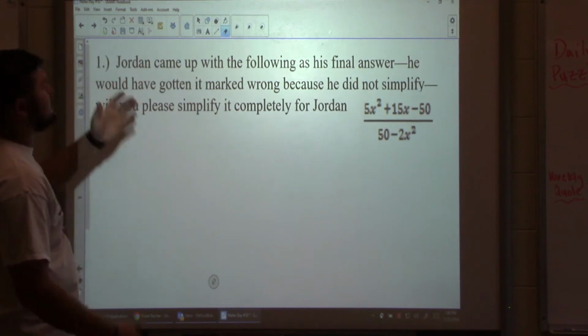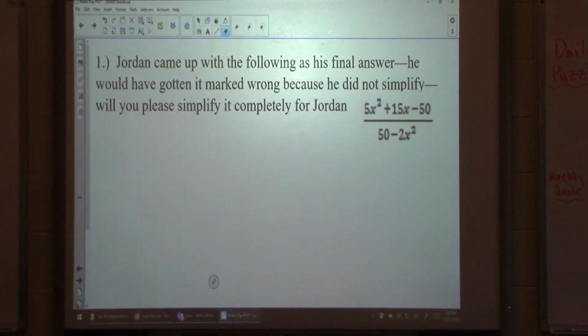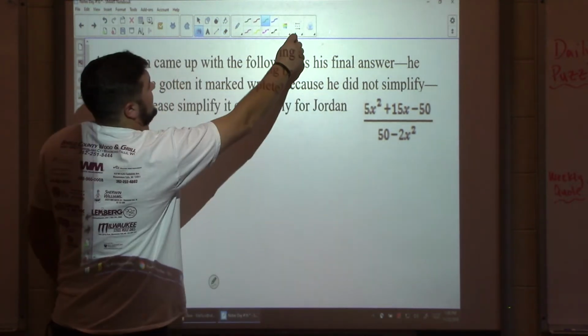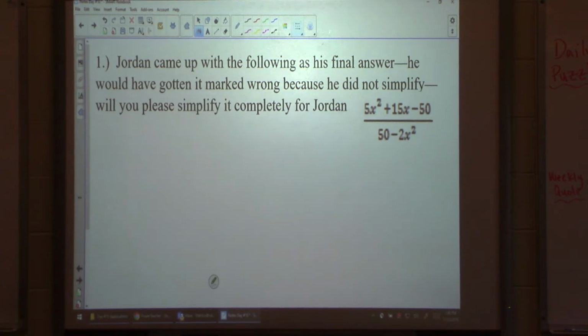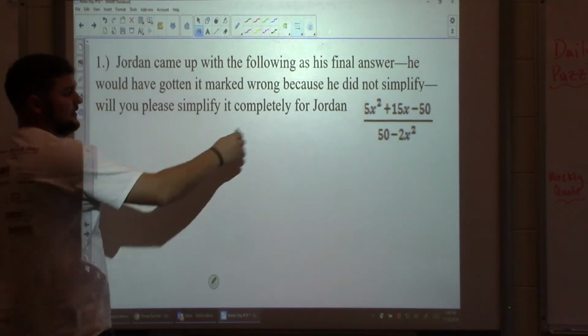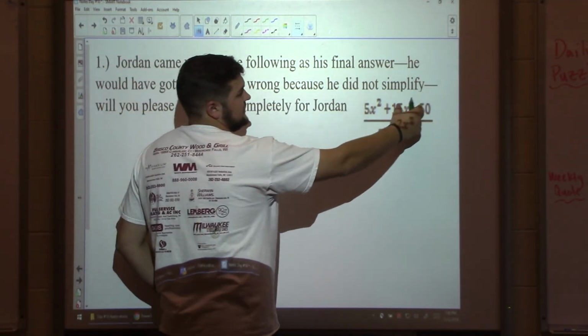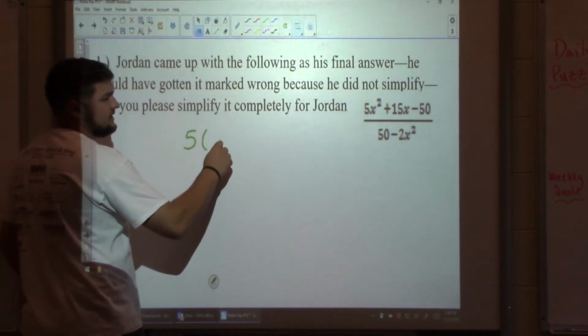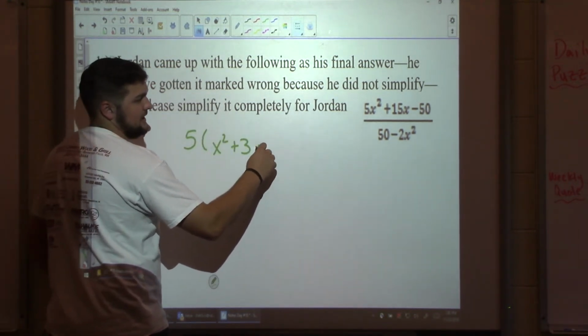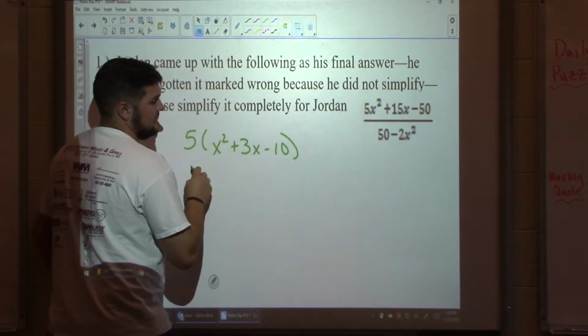So our first problem today, Jordan came up with the following as his final answer. He would have gotten it marked wrong because he did not simplify. Would you please simplify it completely for Jordan? Alright, so let's do this for Jordan. If I want to simplify this, what should be my first step before I can simplify? Factor. So I'm going to start by trying to factor out GCF in top and bottom. In that numerator here, can I factor out a certain number from every piece? 5. 5, good. So 5 times x squared plus 3x minus 10 over.